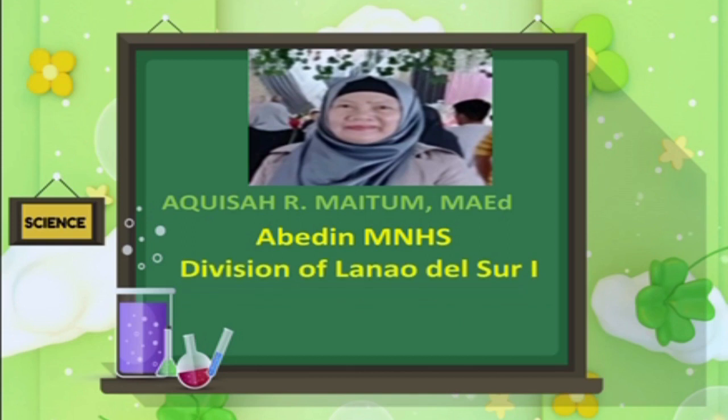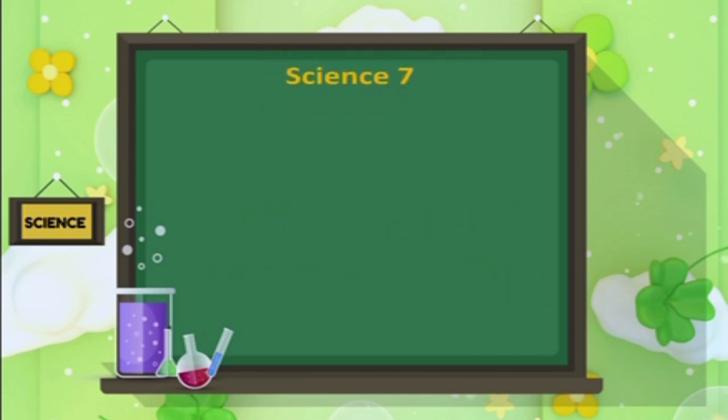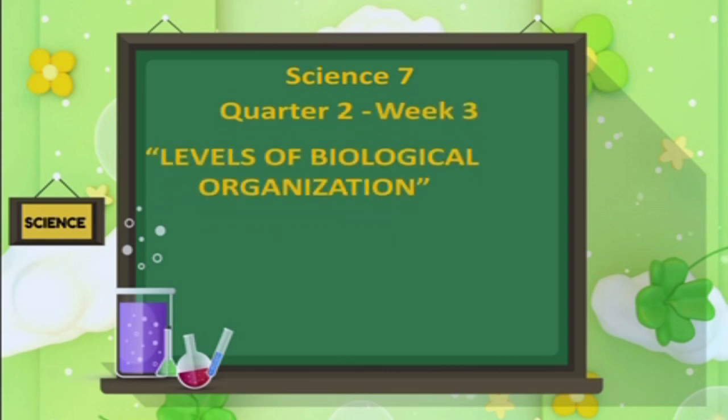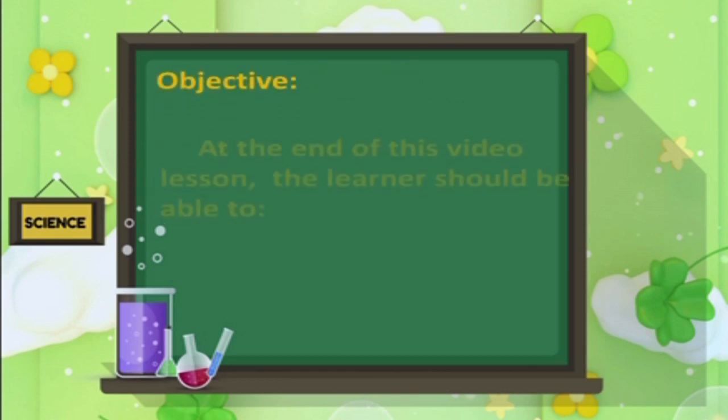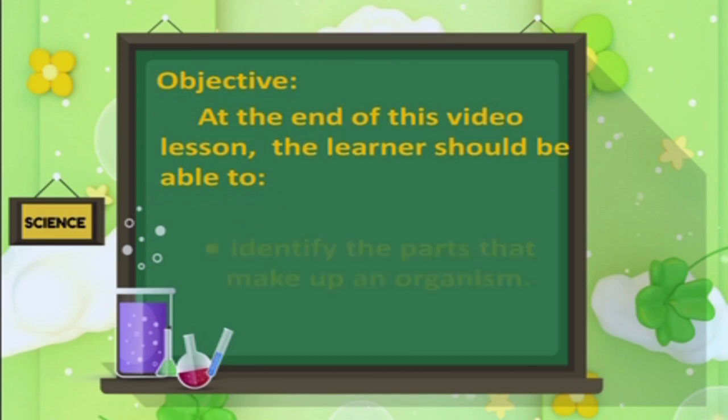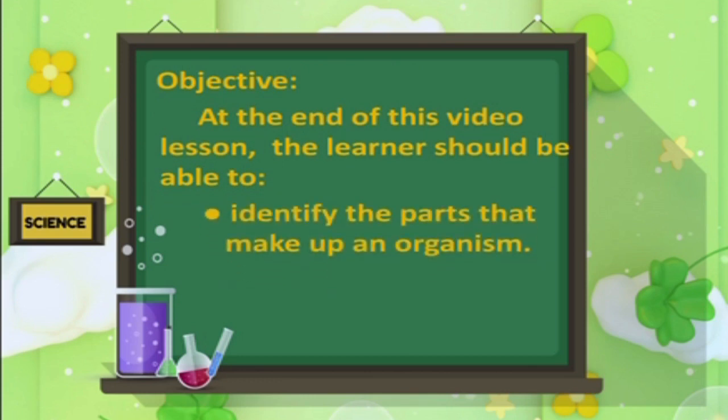This video is for Science 7, Quarter 2, Week 3, with the topic, Levels of Biological Organization. Its objective: at the end of this video lesson, the learner should be able to identify the parts that make up an organism. Learners, have you ever asked yourself what makes you up and the other organisms around you? So, please watch our video and listen carefully to our discussions for you to answer your questions, okay?